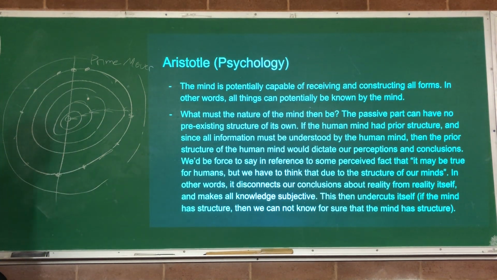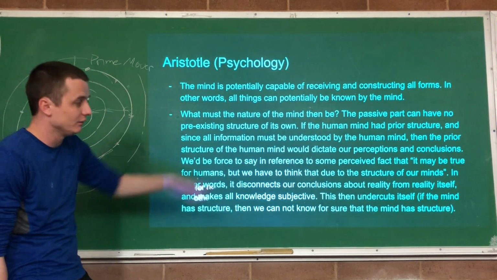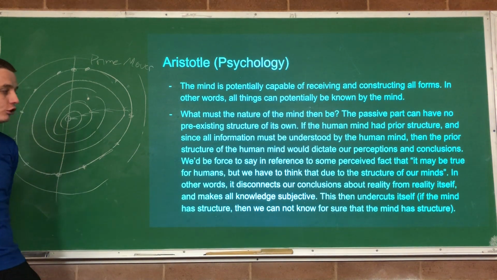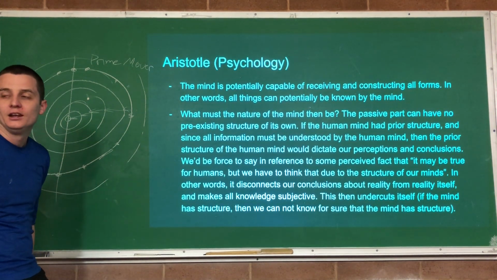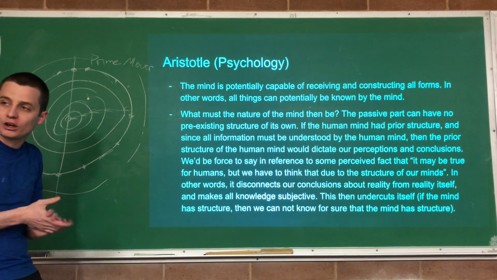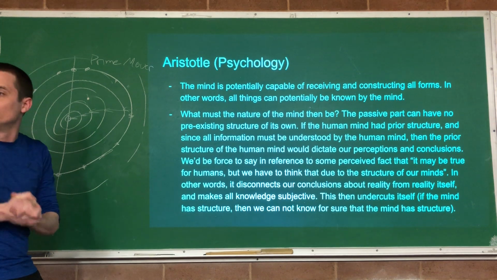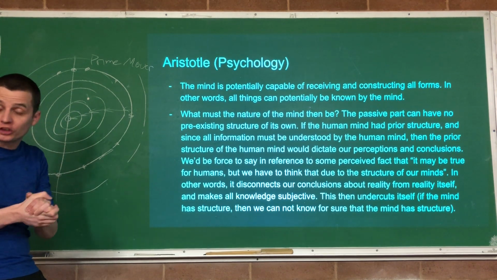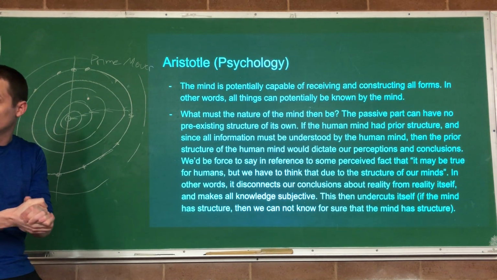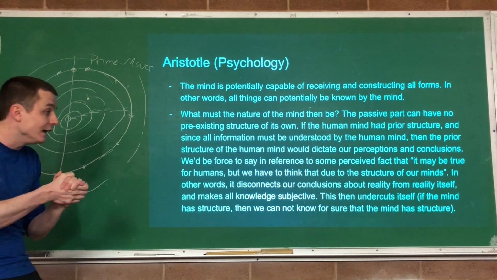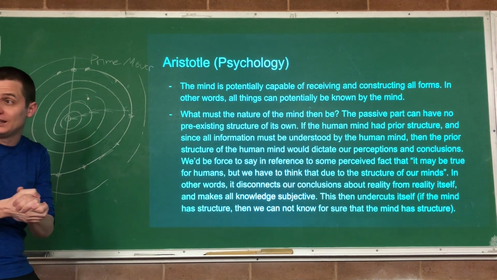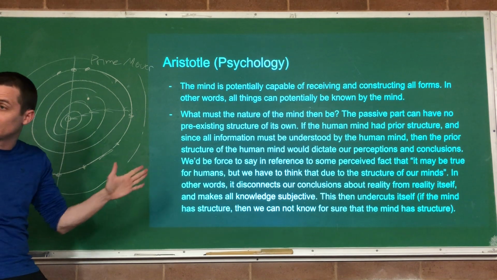We'd then be forced to say, in reference to some perceived fact, that it may be true for humans, but we have to think that due to the structure of our minds. In other words, if there were this pre-existing structure to our minds, then we can't claim that we can know anything. We can only know what the structure of our mind predetermined to allow us to know. And our minds might just be so structured as to make us think that 1 + 1 is 2. That might have nothing to do with reality.